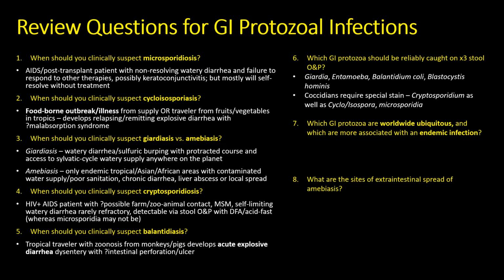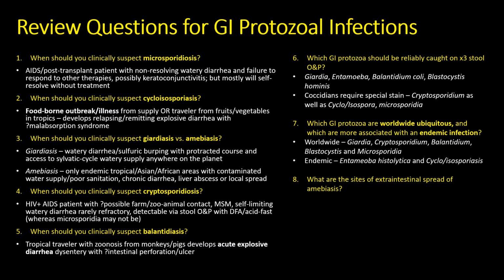The only really endemic GI protozoa are Entamoeba and Cyclo and Isospora, although Balantidium is much more common in the tropics with pig sewerage. Most others are worldwide ubiquitous.